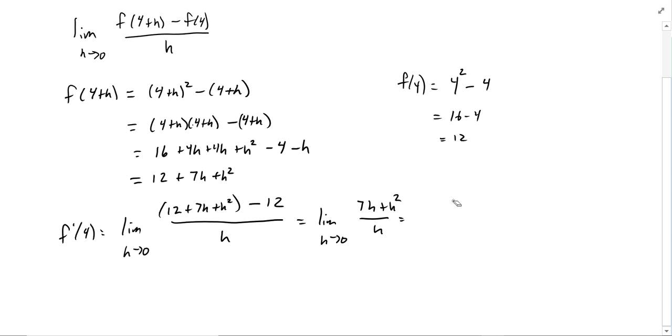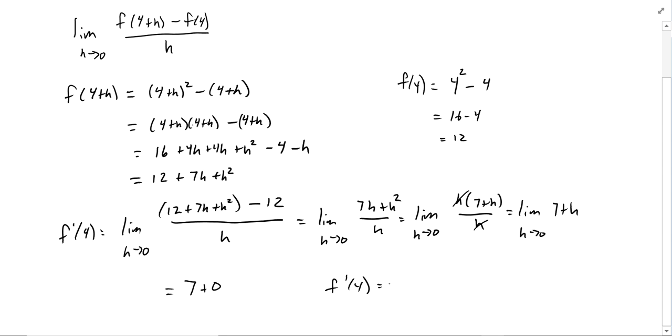Whoops, I forgot the limit part. Okay, I haven't done the limit yet. I need to have that notation in there. The limit as h goes to 0 of h times 7 plus h, all divided by h. We can cancel the h's when you have multiplication going on. We can cancel those h's. We can reduce that. And so I'm looking at the limit as h goes to 0 of 7 plus h. And as h gets really, really close to 0, this is just going to get really close to 7 plus 0. So what I'll have is that f prime of 4 is equal to 7.